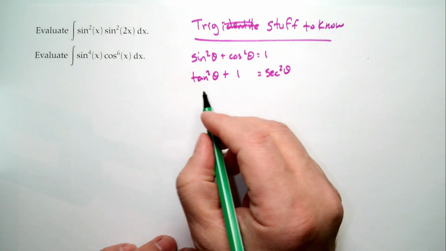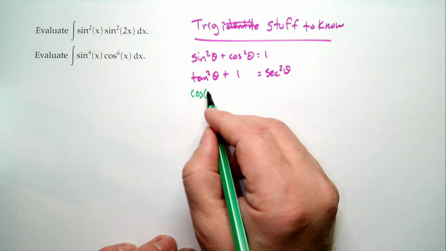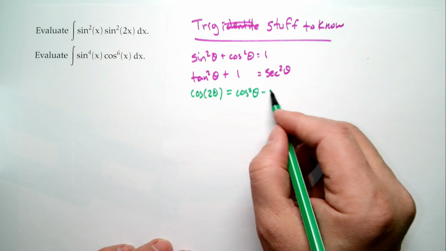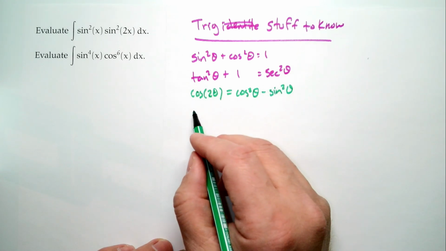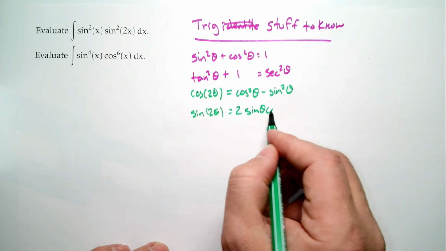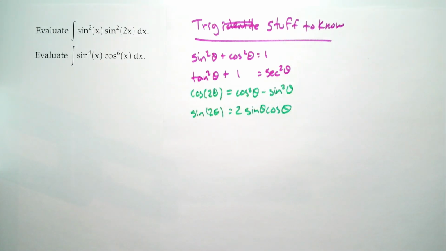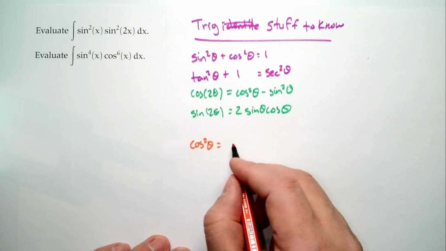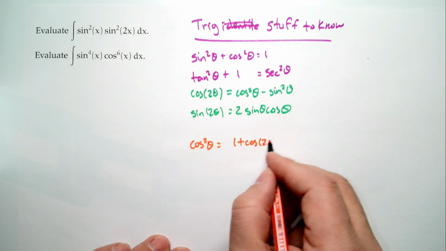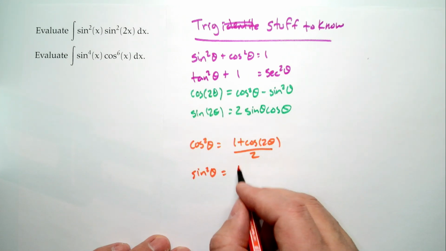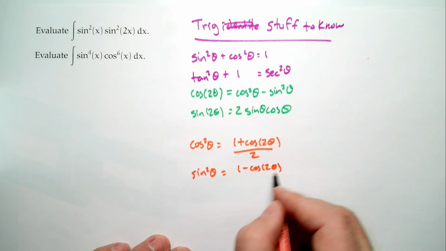Then we have the double angle ones. So I'll start with the cosine. Cosine 2 theta equals cosine squared theta minus sine squared theta. Sine of 2 theta is 2 sine theta cosine theta. And then the final ones are the power reductions. So cosine squared is 1 plus cosine 2 theta over 2. And then sine squared is 1 minus cosine 2 theta over 2.